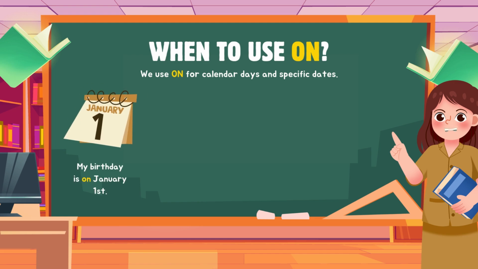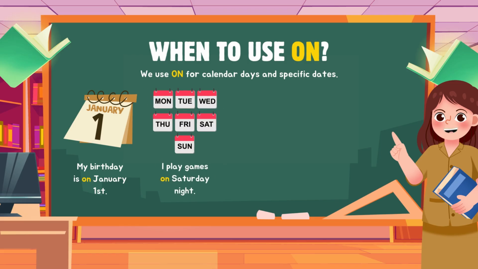First, we use on for specific dates on a calendar. My birthday is on January 1st. Notice how this is different from our last slide. We are not just saying in January anymore. We added a specific date, the 1st, so we changed our preposition to on.